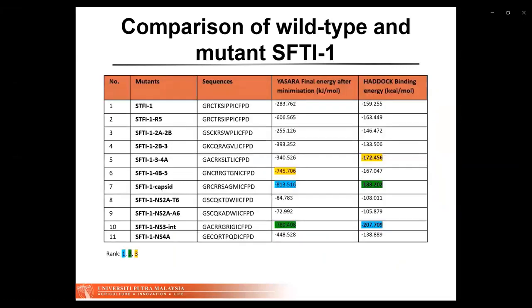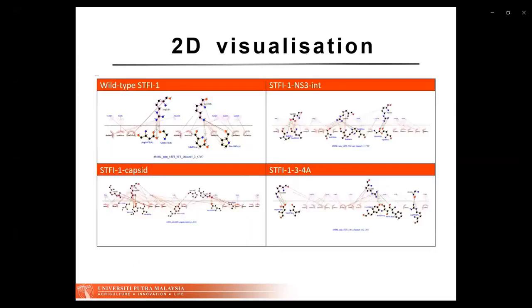This table shows the sequences of wild-type SFTI-1 and its different mutants. The mutants were named by adding the origins of the mutant sequences after the phrase SFTI-1. The comparison of wild-type and mutant SFTI-1 shows SFTI-1 to be the most stable cyclic peptide after normalization, with a value of negative 813.516 kJ per mole, followed by SFTI-1 NS3 int and SFTI-1 4B5. On the other hand, SFTI-1 NS3 int was shown to be the best peptide inhibitor with the lowest value of negative 207.709 kilocalories per mole. This is followed by SFTI-1 capsid and SFTI-1 34A as the second and third best inhibitors respectively.